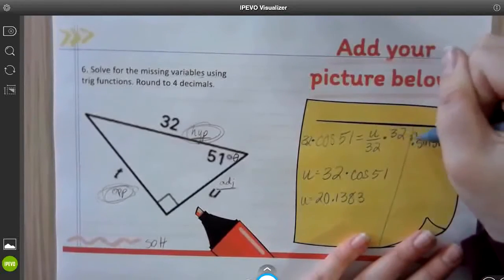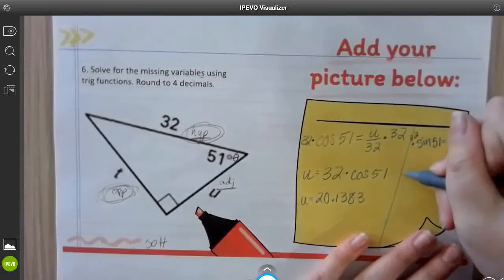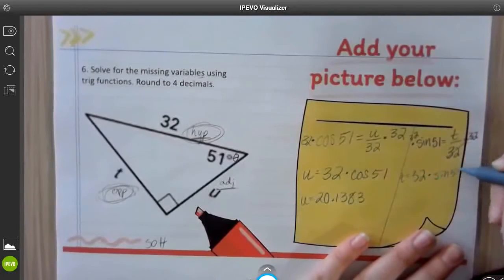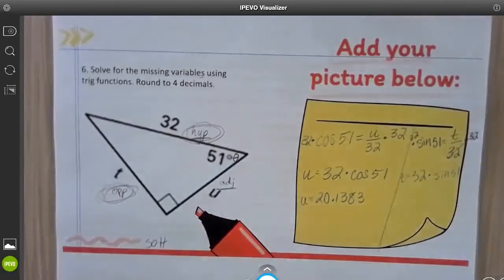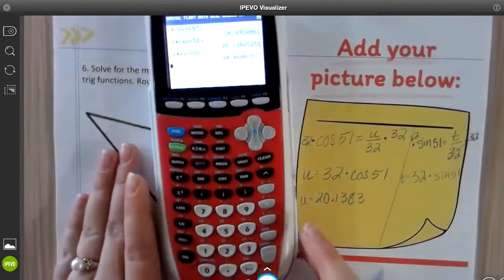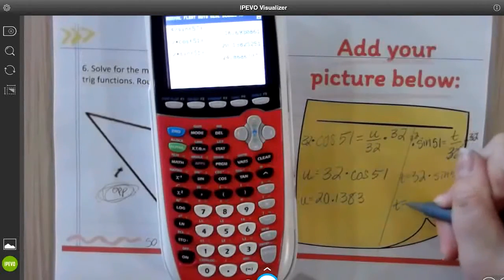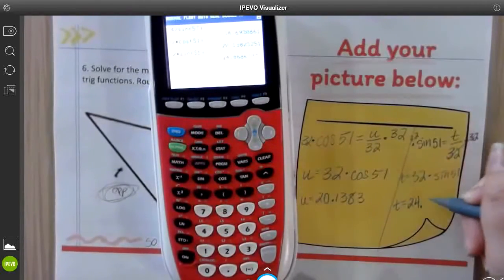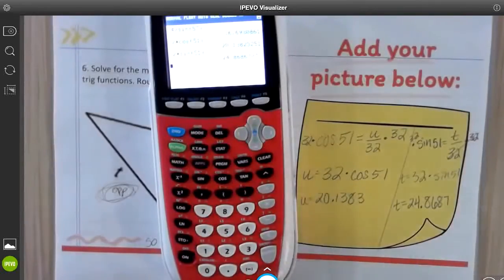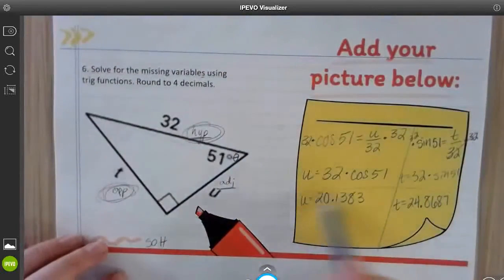Multiply by 32. This will cancel. We get t is equal to 32 times the sine of 51. So that's what we plug into our calculator, 32 times sine of 51. That will be 24. T is 24, round to 4 decimal places. That's 8687. There's our two answers for number 6.